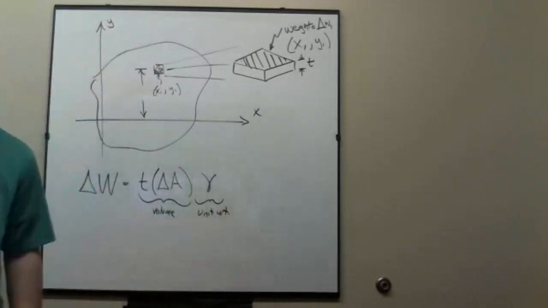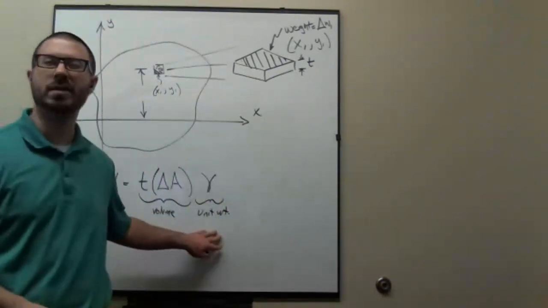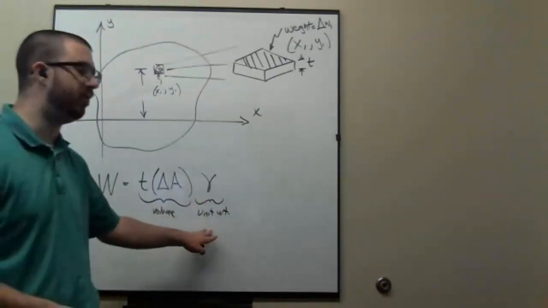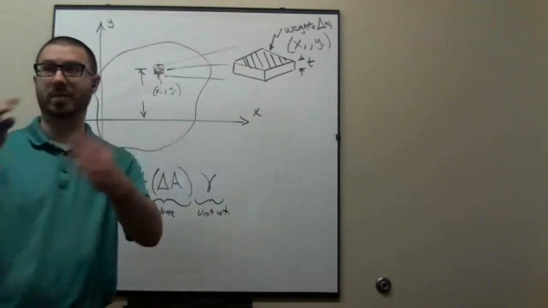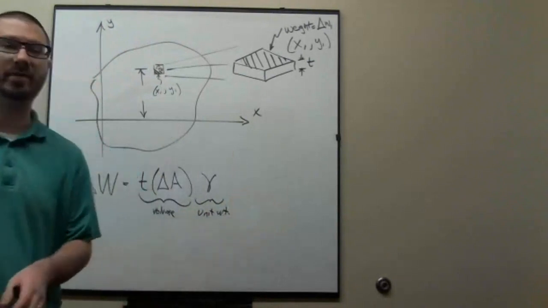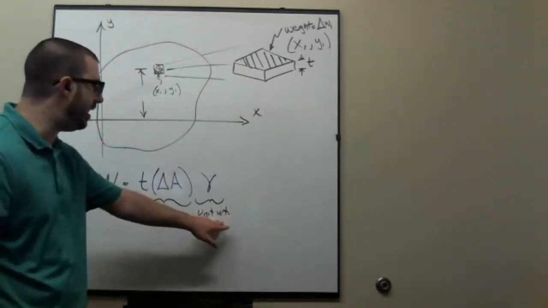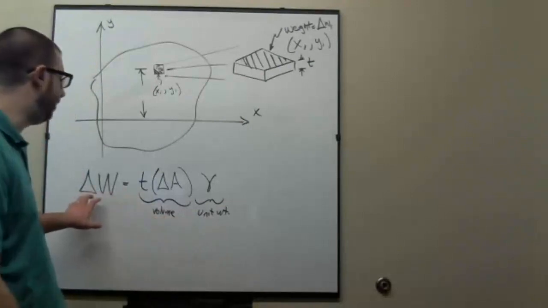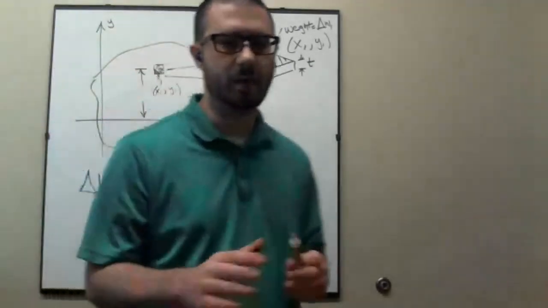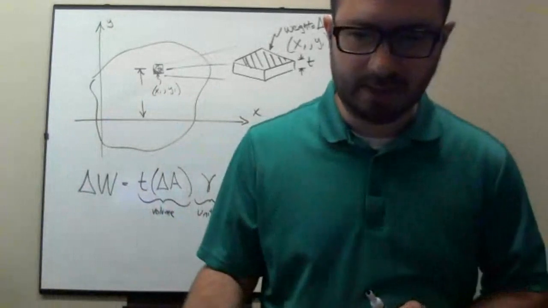So if I take the volume of something and multiply it by its unit weight, so unit weight is like, for instance, I'll give you an example. The unit weight of water is 62.4 pounds per cubic foot. So if I have a cubic foot of water, that's 62.4 pounds. So if I take the unit weight of a material, multiply it by its volume, that'll tell me its overall weight.